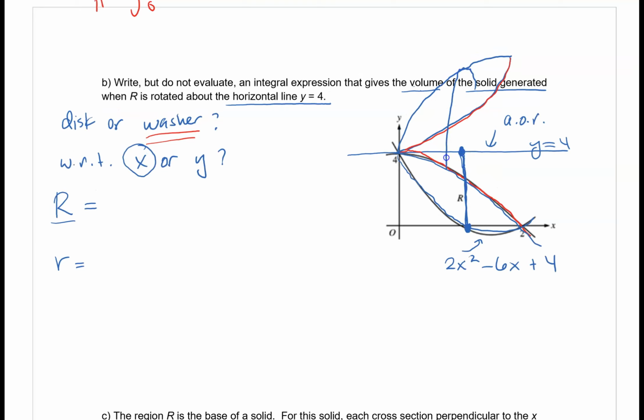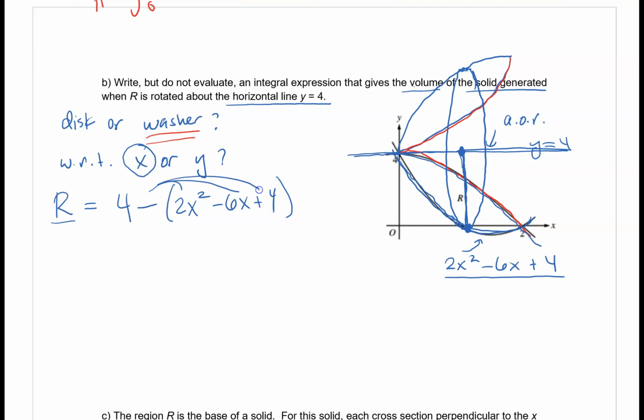And if you look at your cross section, the edge of the washer would go all the way down to that quadratic expression. So the radius would be the larger y value, which is y equals 4, minus the smaller y value, which would be the 2x squared minus 6x plus 4. And then a little bit of simplifying by distributing the negative would help you see that the 4's will cancel out, and we'd just be left with negative 2x squared plus 6x.